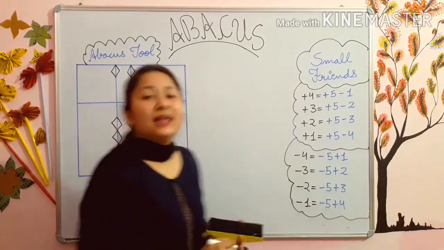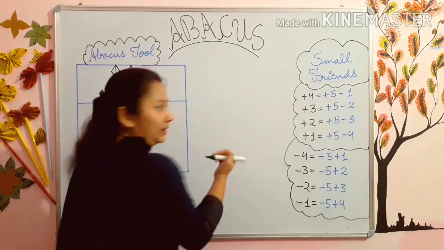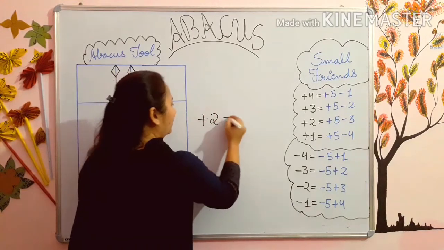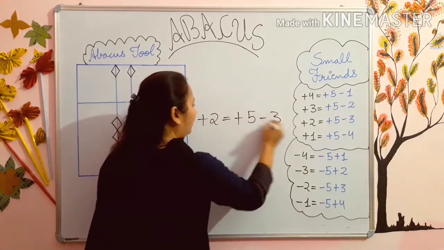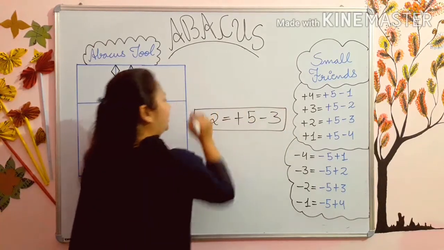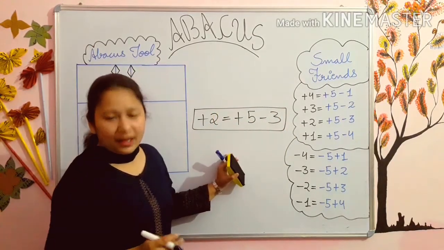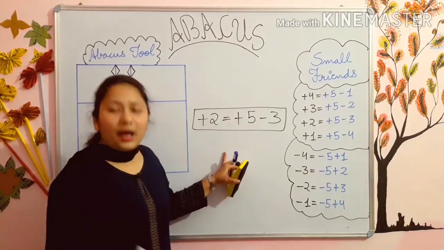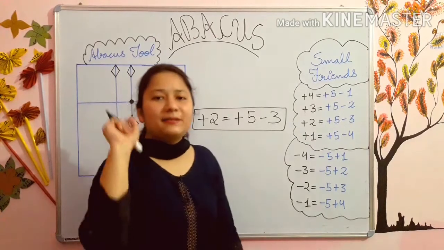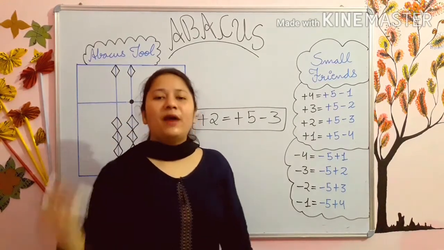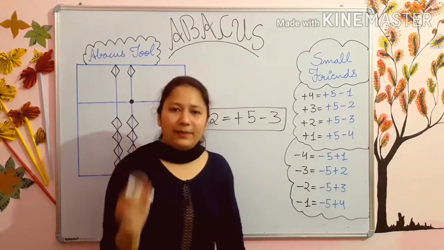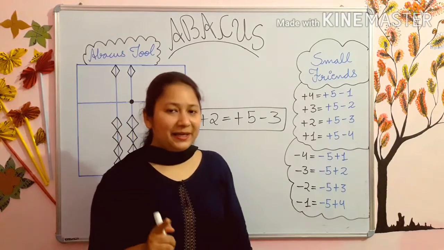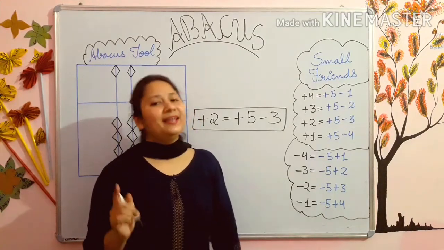Very nice. Kids, in our last video, the previous week's video, we discussed the small friend plus 2 is equals to plus 5 minus 3. I hope students you remember it. With this formula, I have also given you one practice PDF. I hope students you have done that practice PDF in your Abacus notebook. I hope students कि आपने वो practice PDF अपनी Abacus notebook में की होगी.